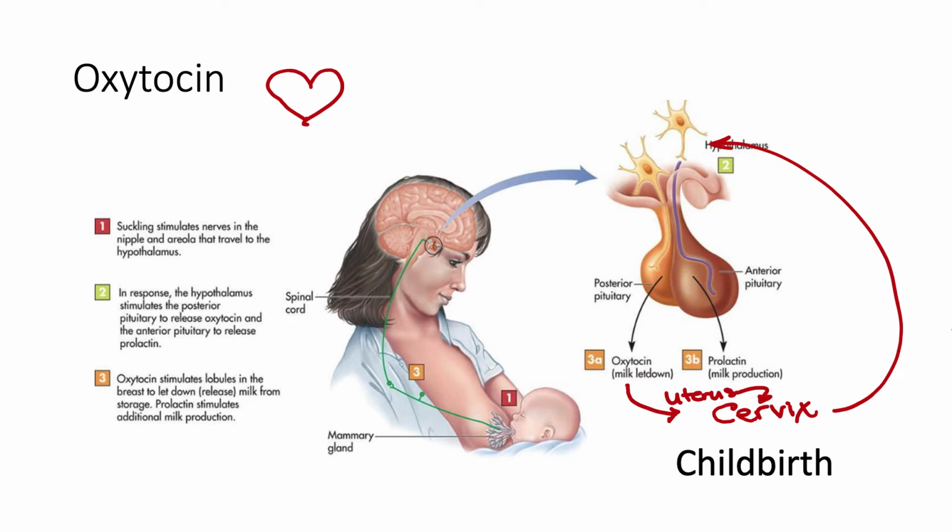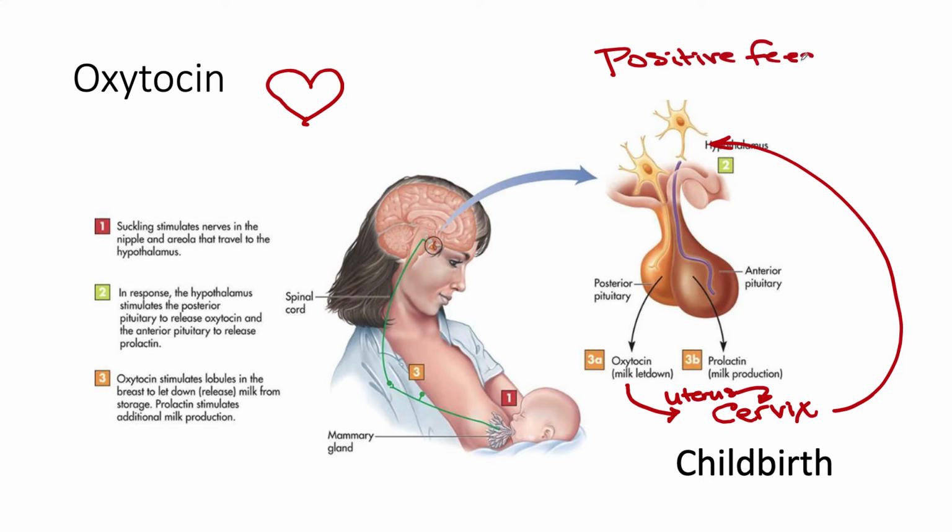The cervix will send more signals to the hypothalamus. The hypothalamus will produce more oxytocin. The posterior pituitary will release the oxytocin, and that will cause more contraction. So you can kind of see that this is a little bit of a different feedback loop than what we usually talk about, in that we're not reducing the pressure on the cervix, we're actually increasing the pressure on the cervix. So this is an example of positive feedback.